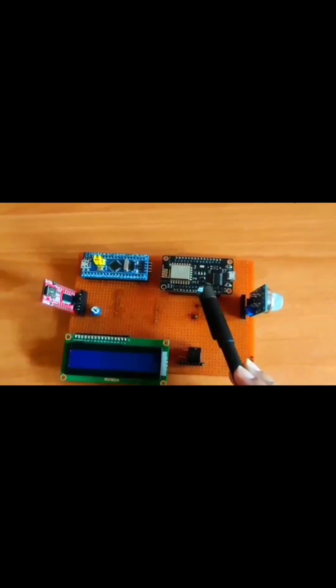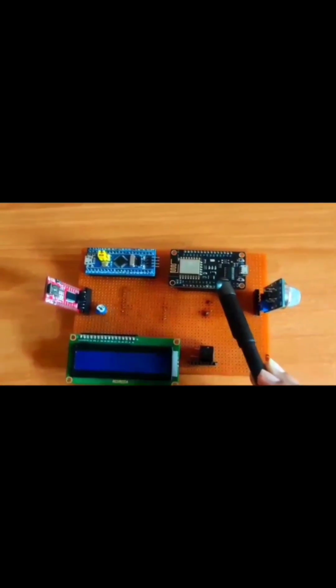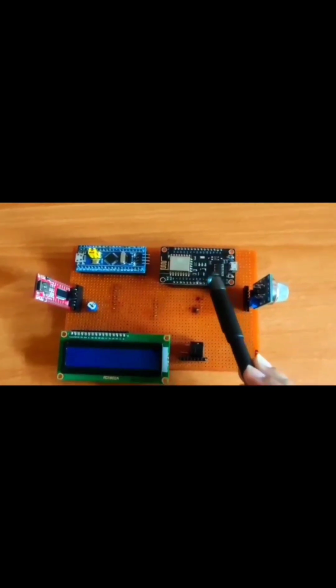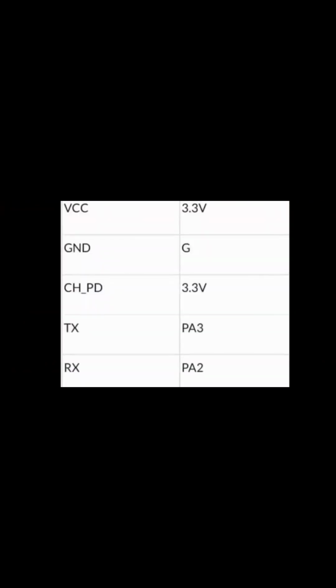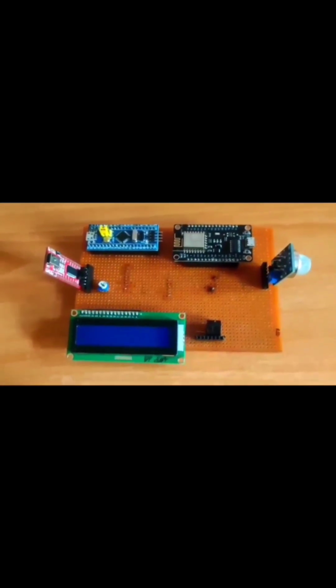Next, NodeMCU. NodeMCU is used for notification for the users. Here we have used Blynk Cloud Server for sending sensor data, wherein the user can get a notification to his phone. This is the connection between NodeMCU and STM32, displayed on the screen. So the connection between the FTDI converter and STM32 is displayed on the screen.